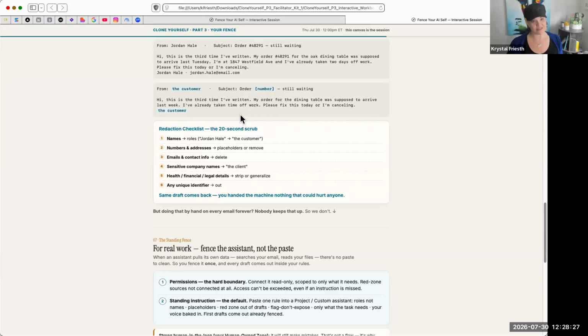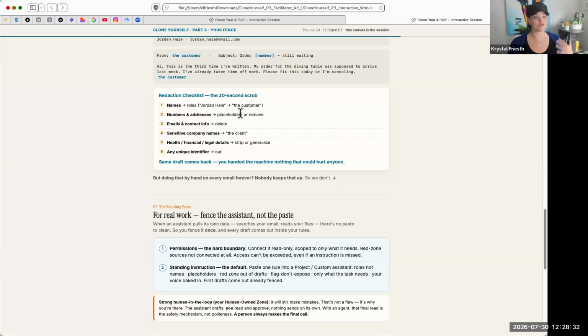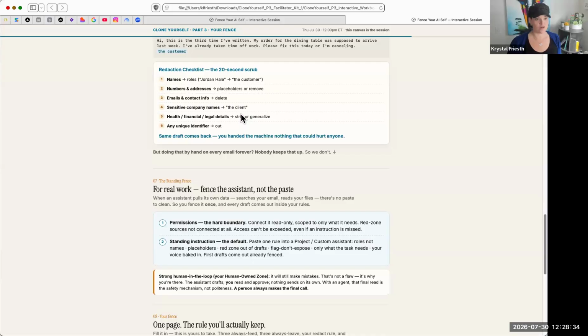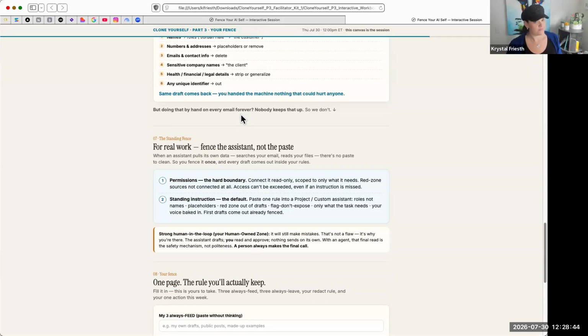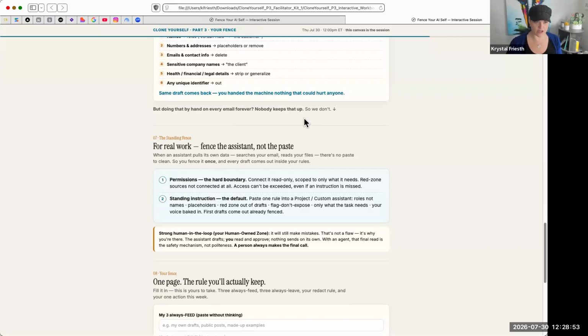We don't need the customer detail, so we can drop it. What's important is that this person is about to cancel. And so we need to make sure that that doesn't happen, okay? So the 20-second scrub is really being able to move that sensitive information out, okay? Same draft comes back, and you handed the machine nothing that could potentially cause you problems if you get hacked later, if someone looks it up later.